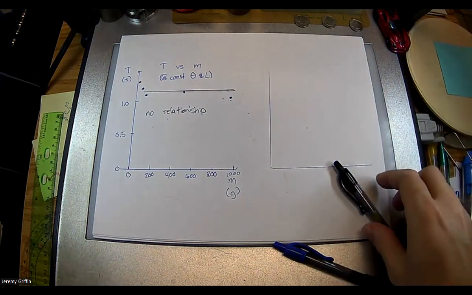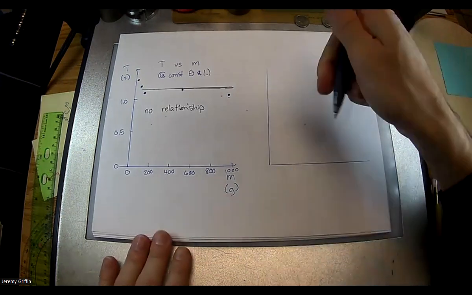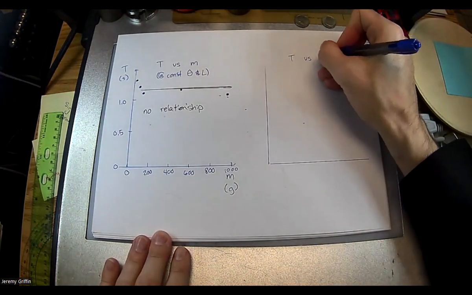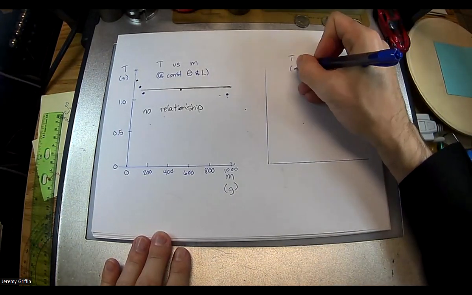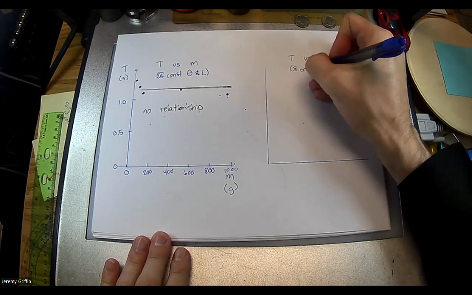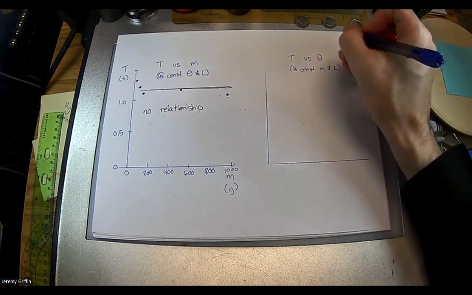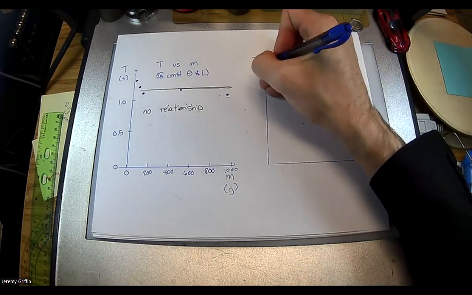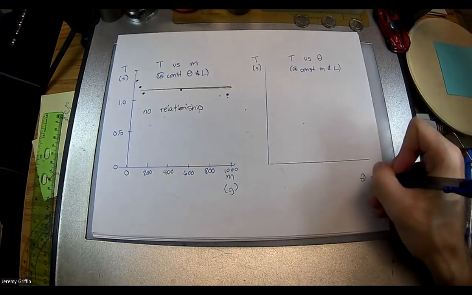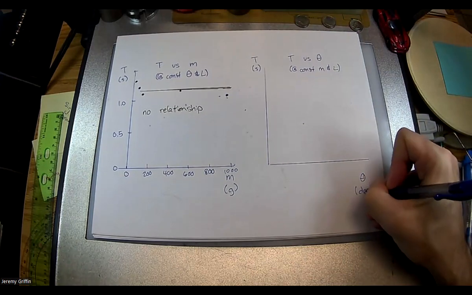There we go. So let's do the next one. Time period versus angle. This is at constant mass and length. So time period in seconds versus angle in degrees.